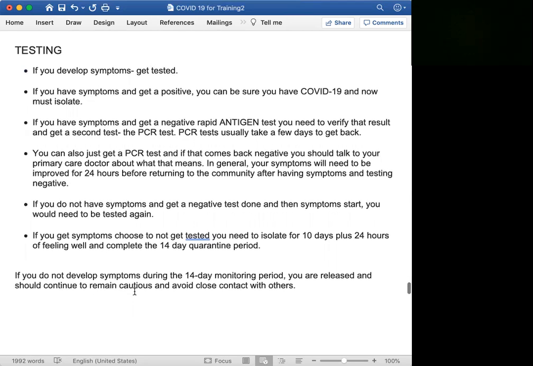If you do not develop symptoms during your 14-day monitoring period, you are released and should continue to remain cautious and avoid close contact with others.